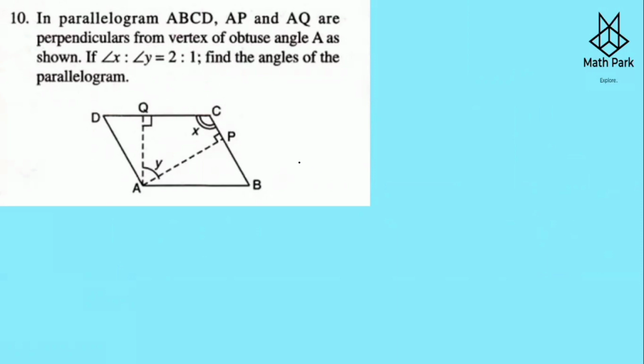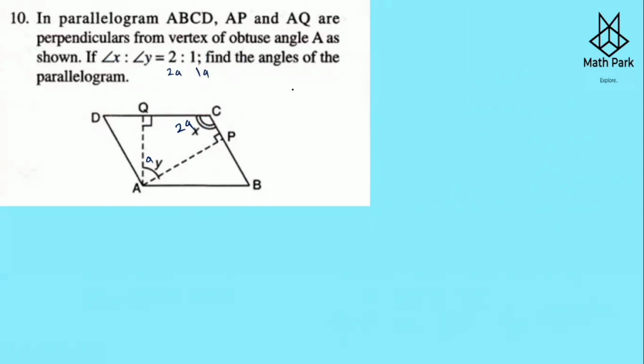In the parallelogram ABCD, AP and CQ are perpendiculars from the vertex of an obtuse angle A, as shown. If angle X is to angle Y is equal to 2 is to 1, find the angles of the parallelogram. So let us take this angle X as 2A and Y as A, because it is 2 is to 1. Since the variable X is used, we can take this angle as 2A and 1A.